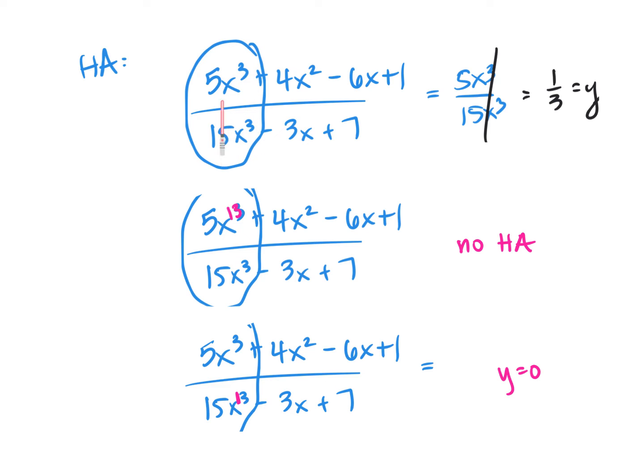When they match, you're just left with the coefficients, 5 over 15 or 1/3. When the top exponent is bigger, no horizontal asymptote. When the bottom exponent is bigger, y equals 0 every time.